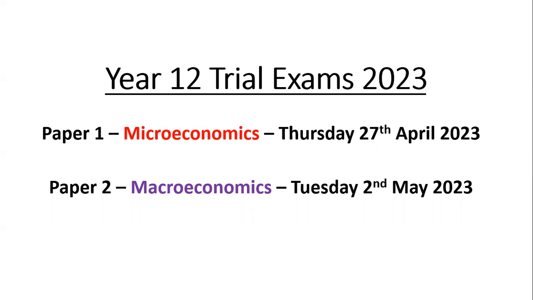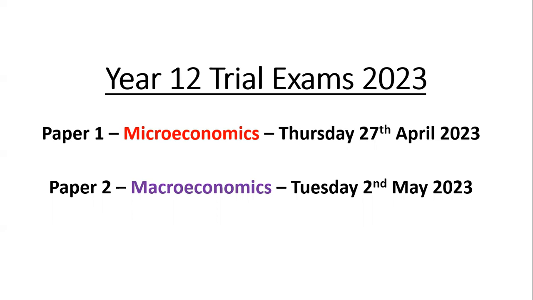We'll start off by simply looking at the difference between paper 1 and paper 2. In your trial exam timetable, economics will appear twice. The first time you will see it, that represents paper 1, and paper 1 is all microeconomics. That will be the first paper that you sit. That's the way it operates in the real exams. You will always do microeconomics first.